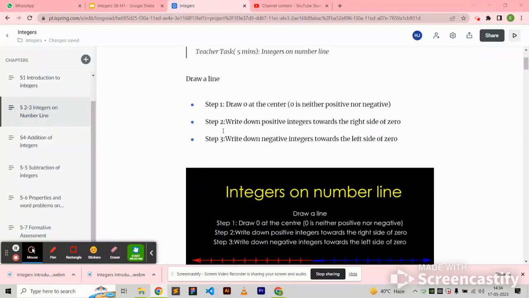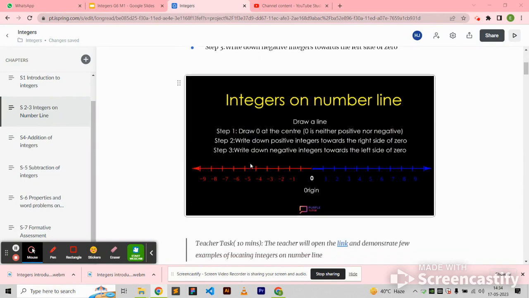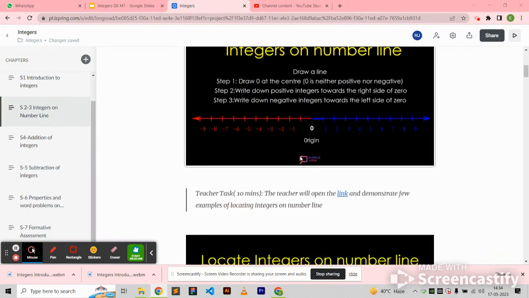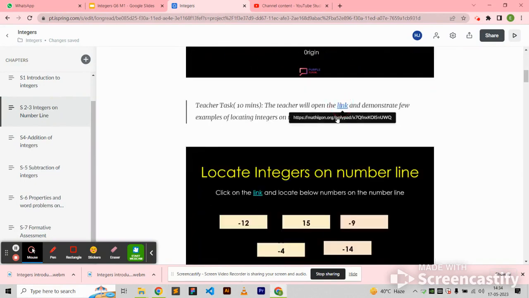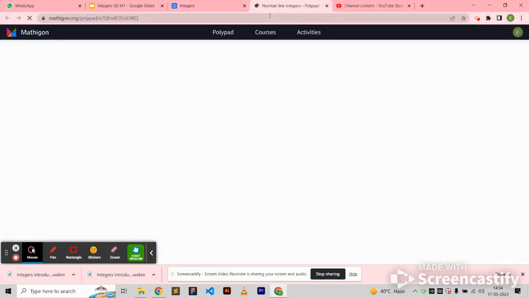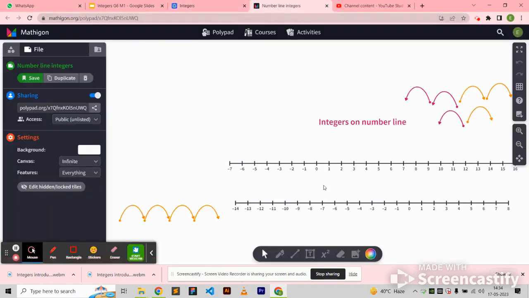Integers on number line. How to draw the number line first, following the steps, and then locating the numbers on the integer line. Then as a teacher, you will demonstrate. You will open this Mathagon. Okay.